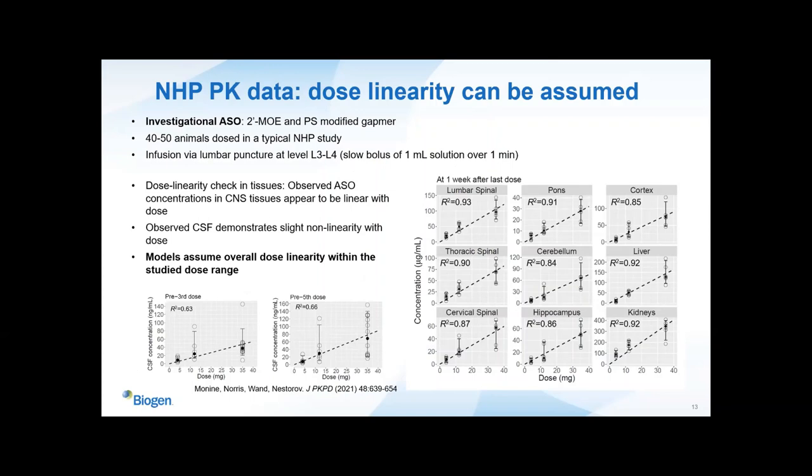The data that we get from monkeys is typically linear with those. And here is just an illustration of this type of data for different dose levels. We get concentrations from a number of animals and see that it's almost linear. That simplifies the model development, at least we're assuming that dose is not a factor here. I mean, it's dose linear, dose proportional.